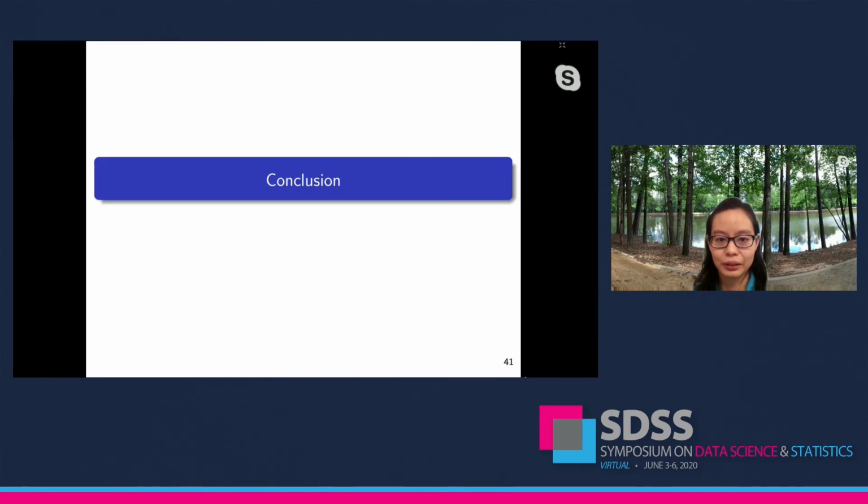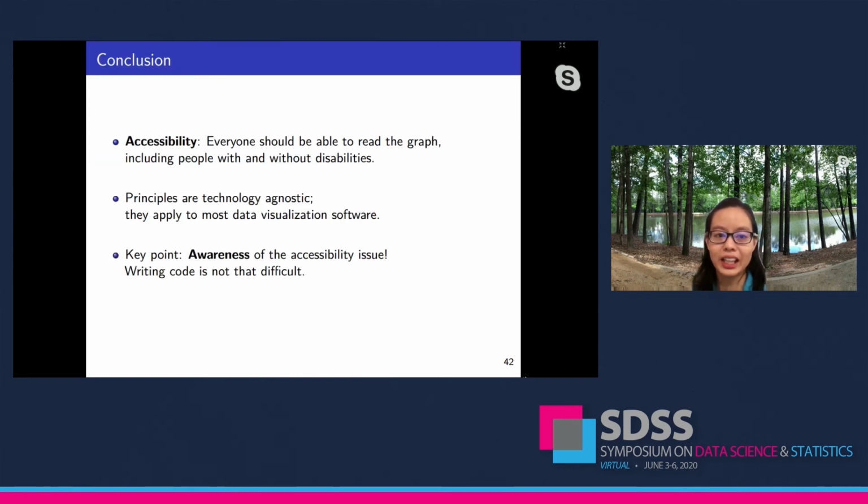So in conclusion, accessibility means everyone should be able to read a graph, and this includes people with and without disabilities. And the principles I talked about today are technology agnostic, because these principles apply to most data visualization software, including RStudio, Python, and even Microsoft Excel. It is not that difficult to write code or modify the graph. The key point is the awareness of the accessibility issue.